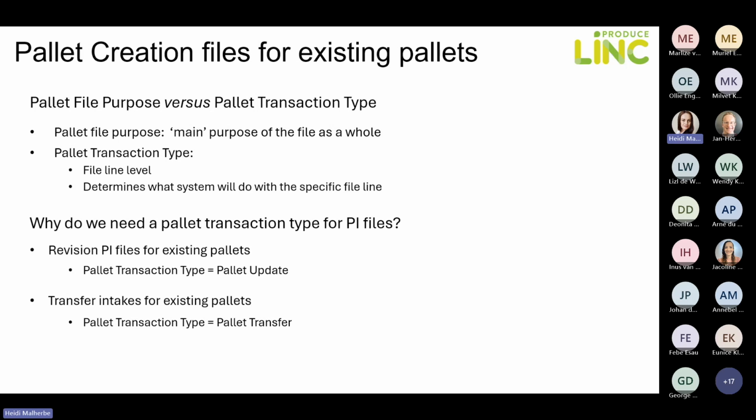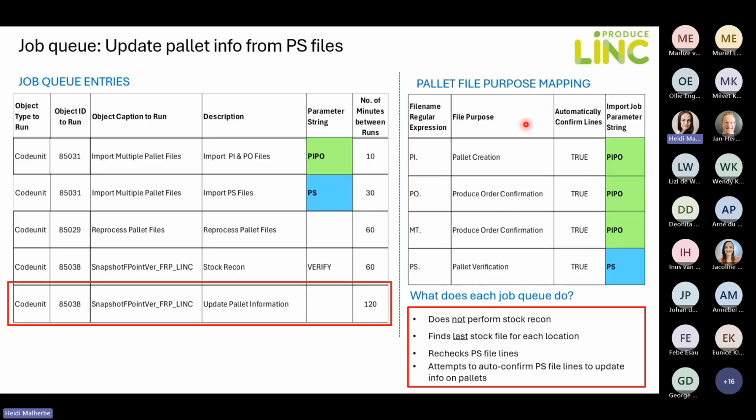Now, we don't want to just ignore them. Most often they are sent for valid reasons. They are typically revision files, or they might be transfer intake files. Okay, so that brings me to a quick discussion on the pallet file purpose versus pallet transaction type. Now, if we do go back 2 slides, in the pallet file purpose mapping, you specify the main purpose of that file. So we're talking about PI files now.